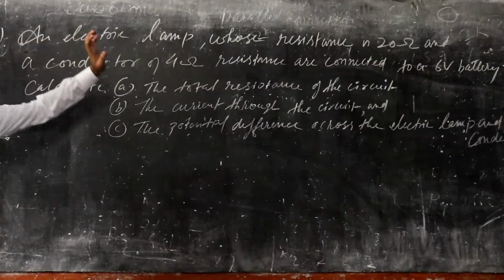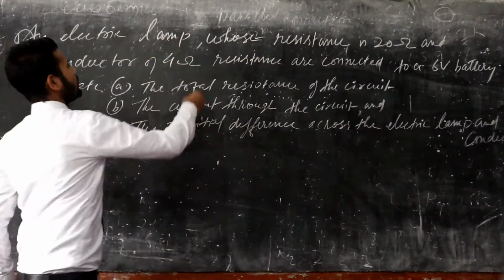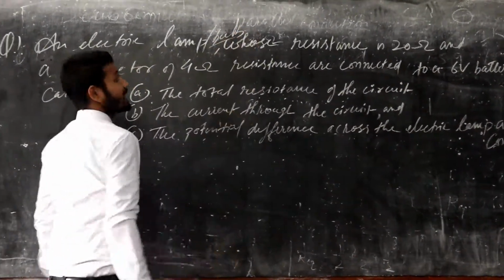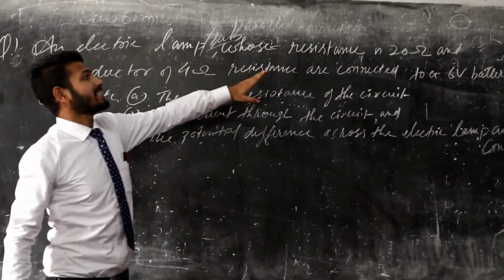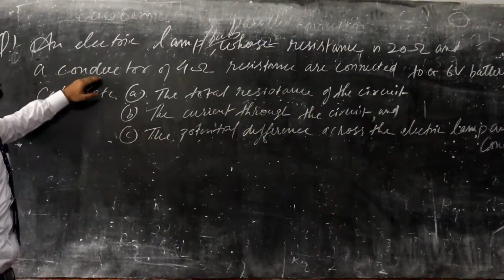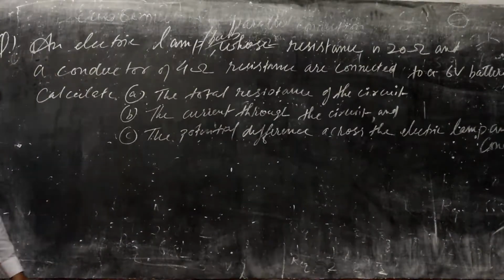An electric lamp or bulb, you can consider bulb also. An electric lamp or bulb whose resistance is 20 ohm, and a conductor of 4 ohm resistance are connected to a 6 volt battery.